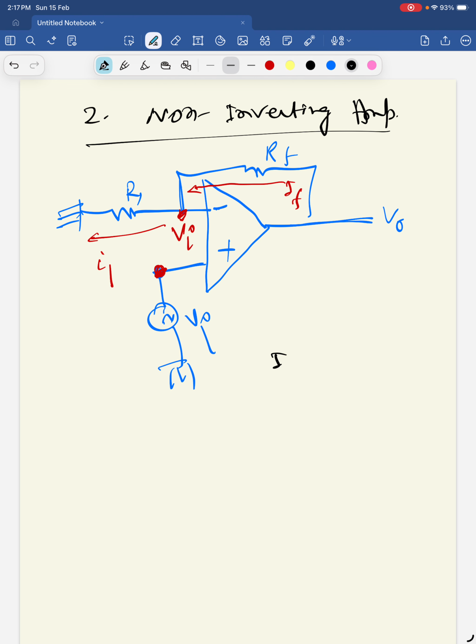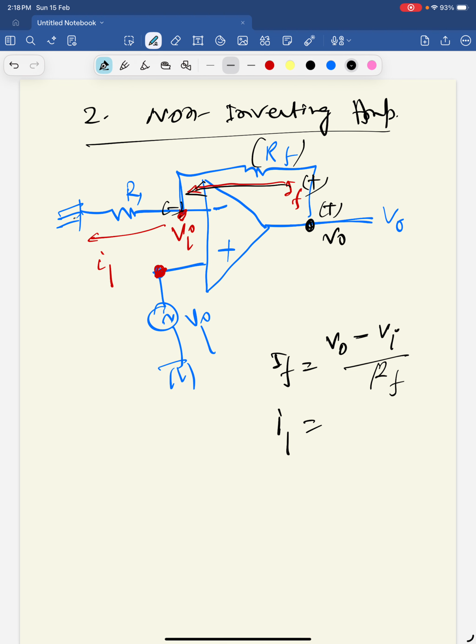IF is this current. So this voltage is V0 and this voltage is Vi. So current should be V0 minus this high voltage, this side high, because current is flowing in this direction, from high voltage to low voltage. So V0 is the highest voltage, Vi is the lowest voltage, so IF is the voltage difference divided by this resistance. What is that? RF. Now here what should be I1?